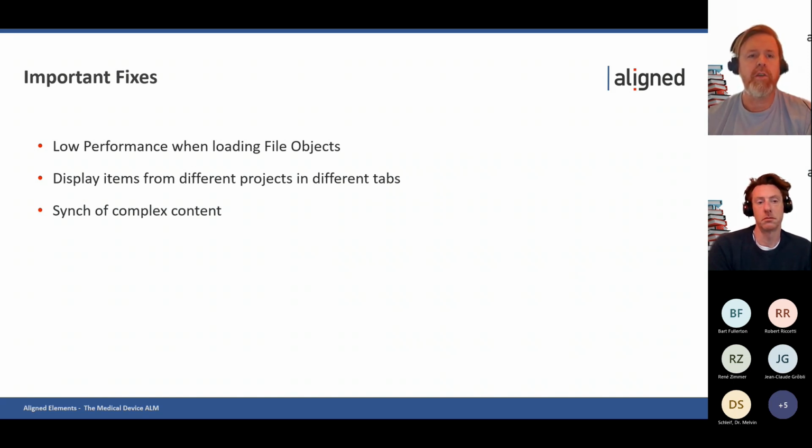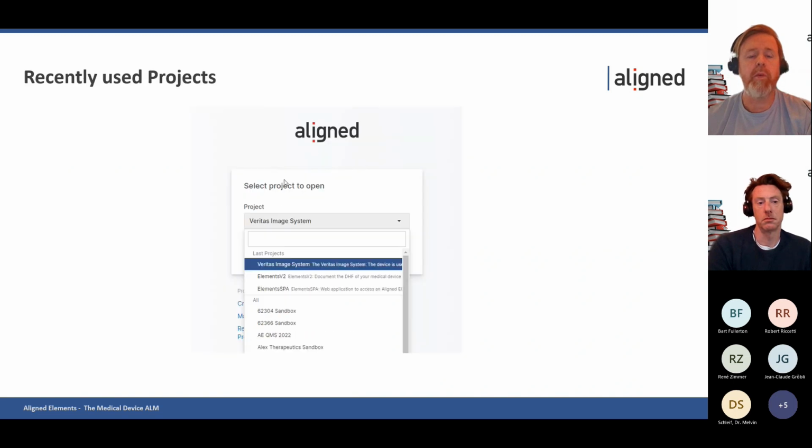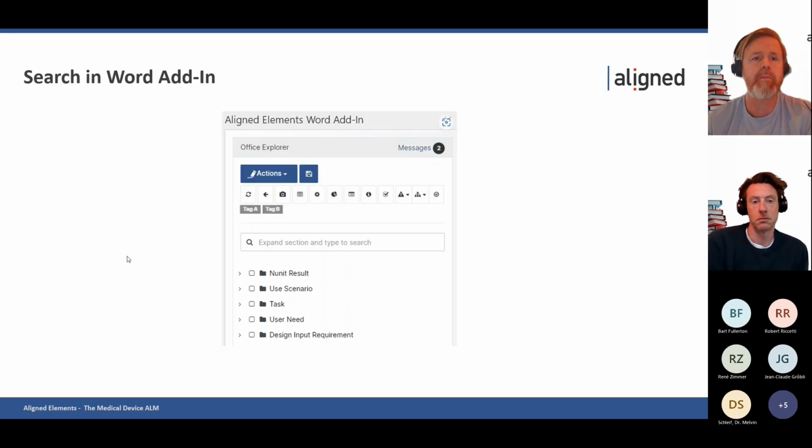Going into the new features. Starting out, we have implemented last projects, meaning recently used projects that you as a user have used in Aligned Elements will appear at the top of the project selection. This has been available in the Windows client for a long time, and upon popular request, we have now also added it in the web client.